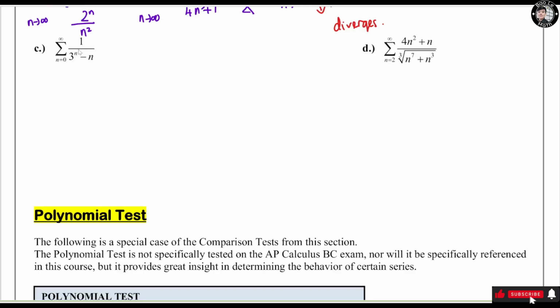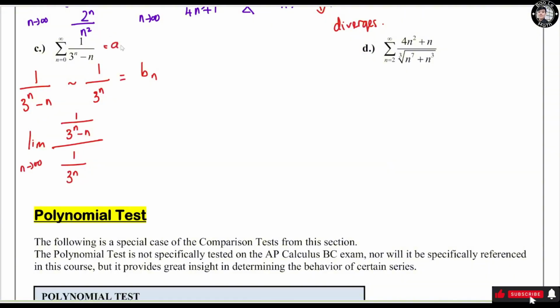Now let's move on to question C. So we have 1 over 3 to the n minus n. It's going to be the same thing as 1 over 3 to the n, right? Because they behave the same when n approaches infinity. So we can call this one b sub n. So the limit of a sub n is 1 over 3 to the n minus n, divided by 1 over 3 to the n, when n approaches infinity. Remember this one is a sub n.